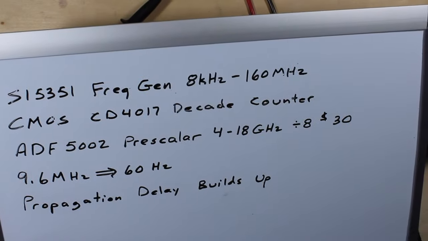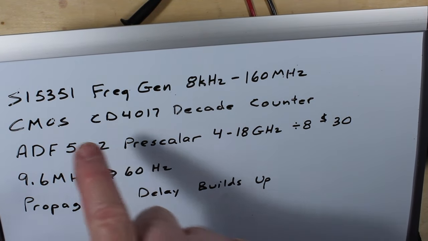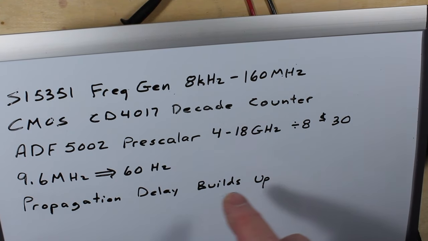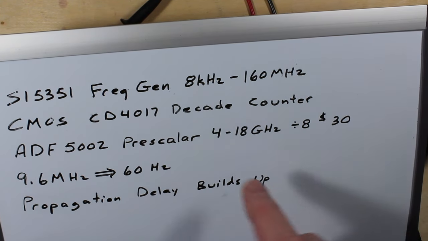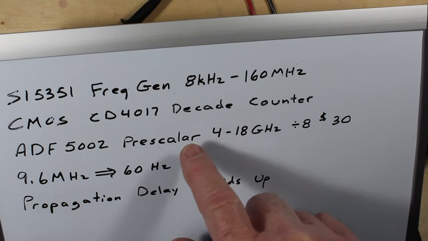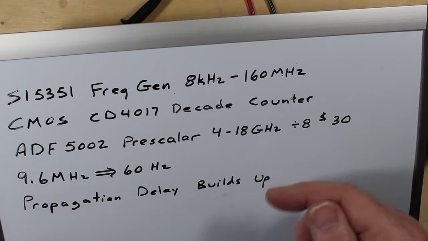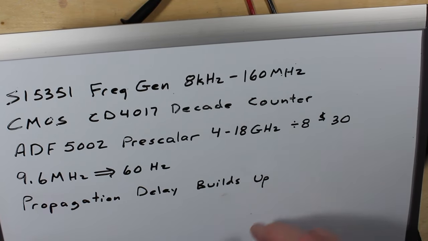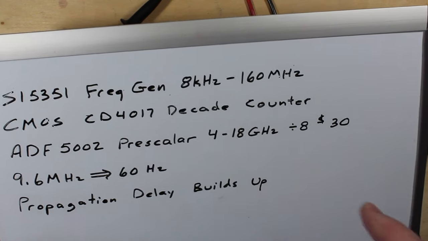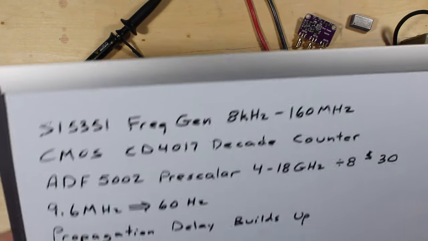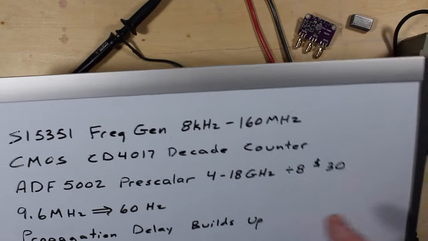Options. So just a few other things for thought. We have the SI5351 frequency generator, which I just covered. You can do this in CMOS as well, and the 4017 decade counter is kind of nice because you can get it to divide by 2, 3, 4, 5, up to 10. Depending on how you hook it up, it'll divide by different numbers. And if you really want to get fast with some of these things, because this basically is a prescaler, divide by 10 or divide by 2 or 4 or 8 or whatever you need.